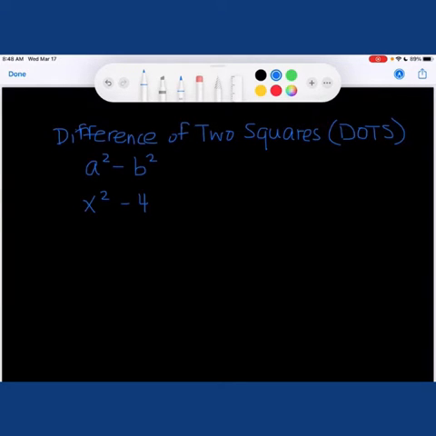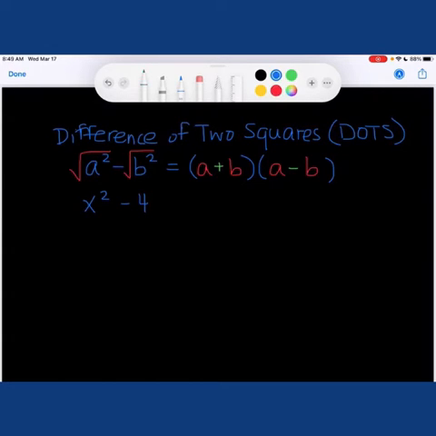The rule for this, when you're factoring a difference of two squares, is that it factors into two binomials. The first part you get from taking the square root of a squared. Well, the square root of a squared is just a, so that goes here. You're going to get an addition sign in one and a subtraction sign in the other. And then the second part you get from taking the square root of b squared. Well, the square root of b squared is b. So a squared minus b squared factors into a plus b times a minus b.